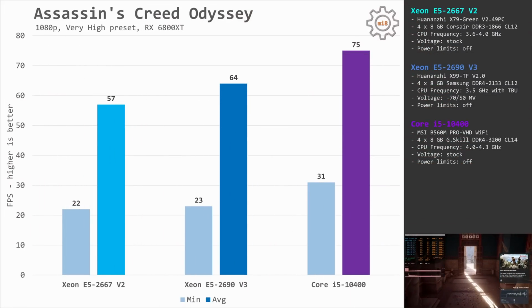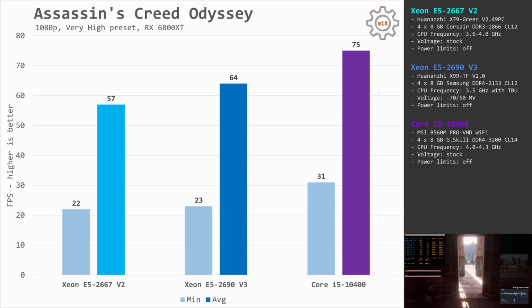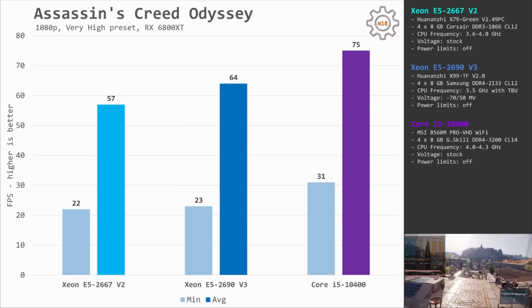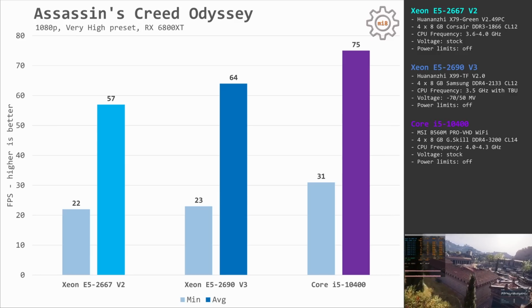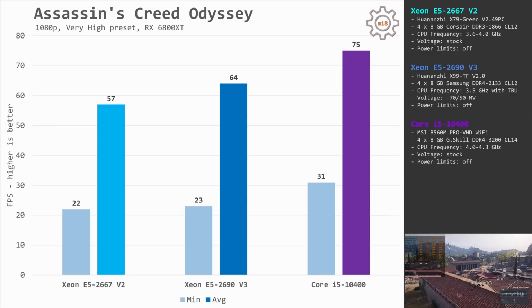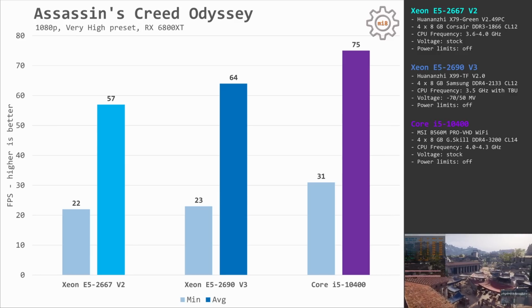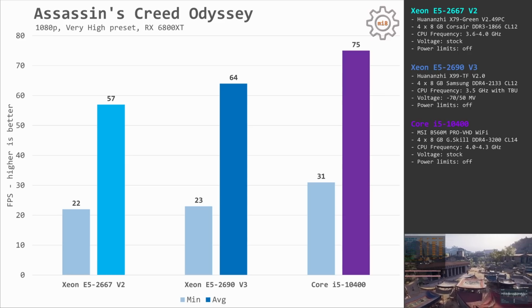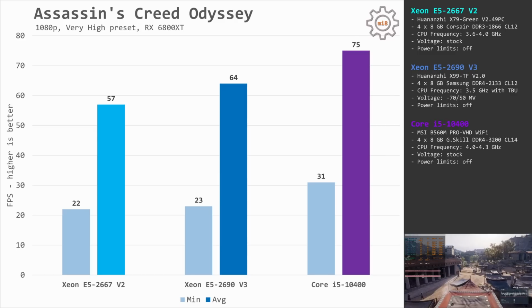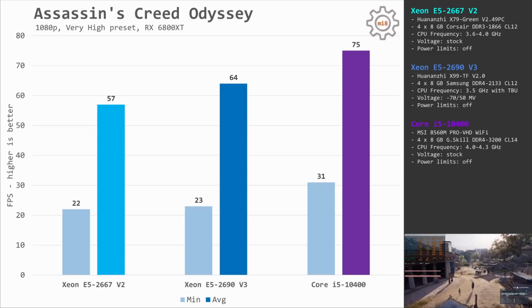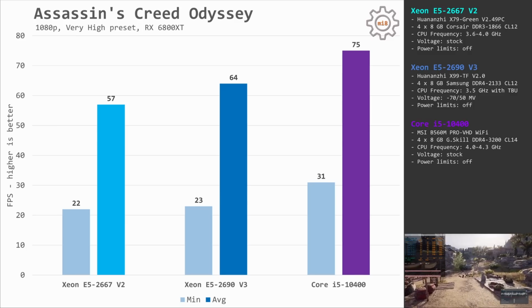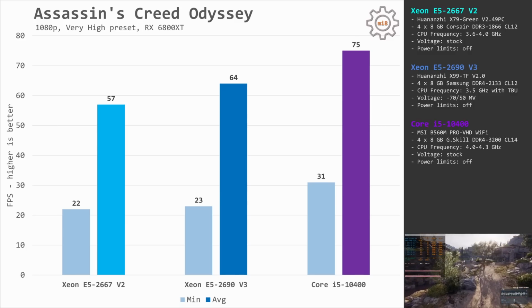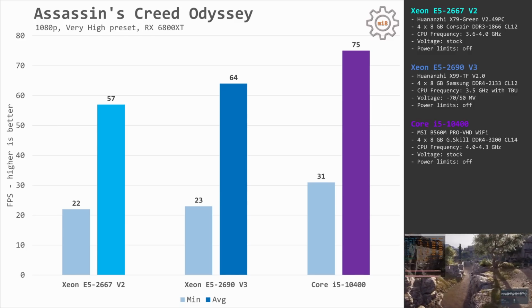Even though the game can load multiple CPU cores, it is still very unoptimized and heavily relies on single core performance. Thus, Core i5-10400 takes the first place, 3175 FPS. Xeon E5-2690 V3 is on the second place, 2364 FPS, and E5-2667 V2 takes the last spot, 2257 FPS. The difference between 2667 V2 and 10400 is about 20 FPS. I would say it is rather significant.